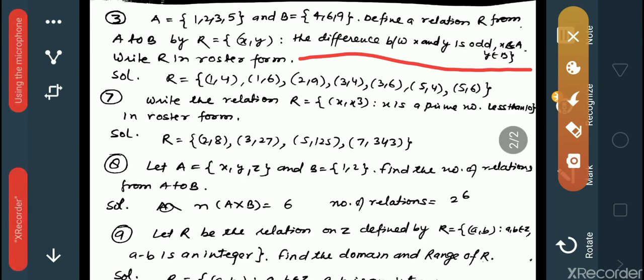Here we have to write R in roster form. Simply we have to choose x and y such that their difference is always odd. So we first select one pair, 1 comma 4, their difference will be 3, which is odd. 1 comma 6, difference will be 5, odd. 2 comma 9, difference will be 7, odd. 3 comma 4, difference will be 1, odd. 3 comma 6, difference will be 3, odd. 5 comma 4, difference will be 1, odd. 5 comma 6, difference will be odd.